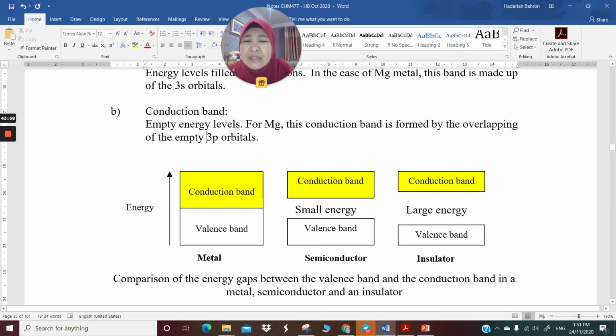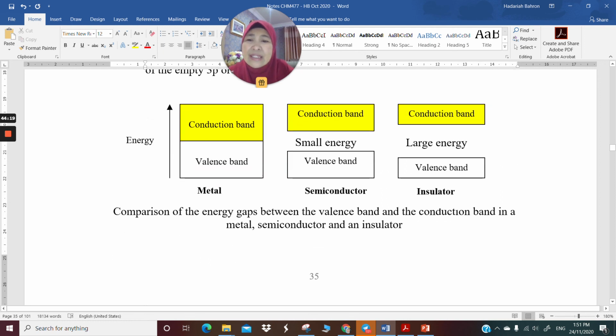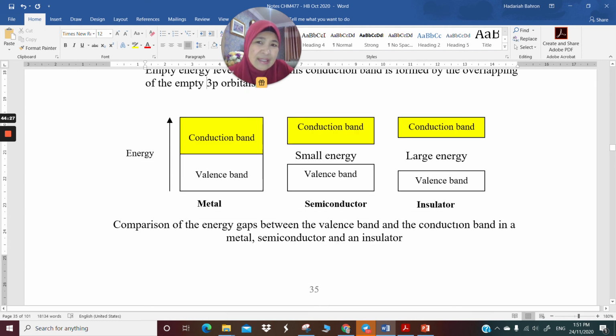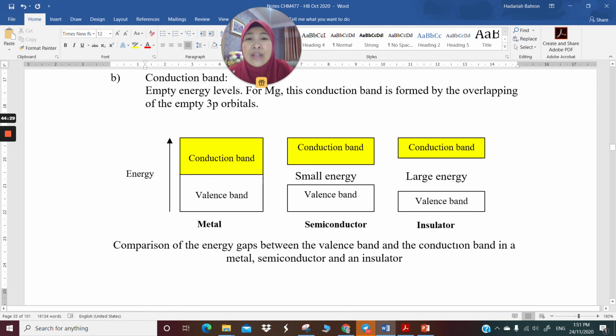So in metal, there is no energy gap between the valence band and conduction band, making it a very good conductor. In semiconductors, you have a very small energy gap between the valence band and conduction band. But in insulators, you have a very large energy gap. So this is the comparison of energy gaps between the valence band and conduction band in metal, semiconductor, and insulator. That explains the conductivity of these materials.